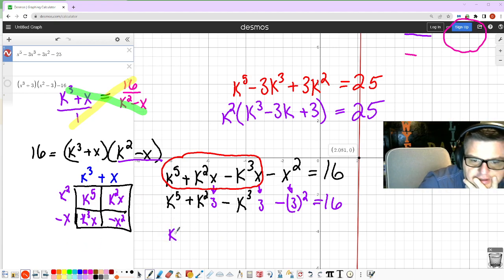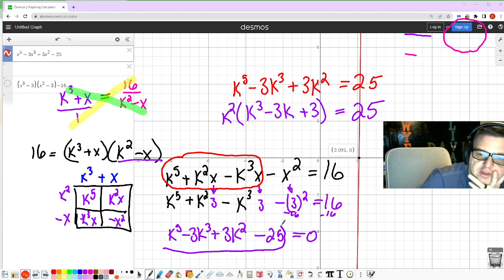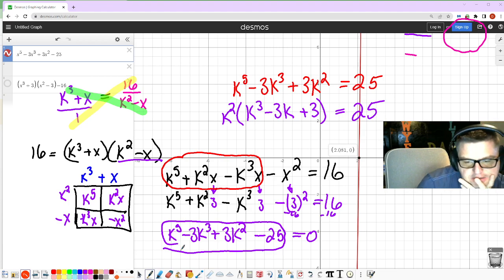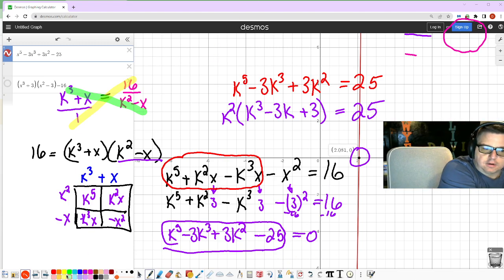So we're going to do k to the 5th minus 3k cubed plus 3k squared. And then when we subtract 16 from both sides, this is a negative 9, so that makes it a negative 25 equal to 0. Now we can graph this and see where it crosses the x-axis. And where it does is the value that it wanted. Okay, so that's where I should have changed gears. Hopefully that makes sense. All right.